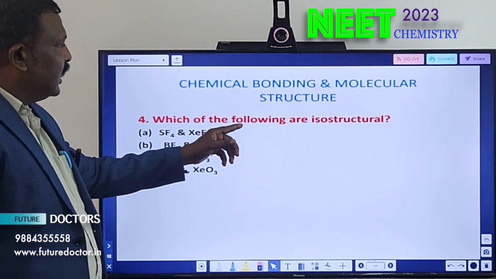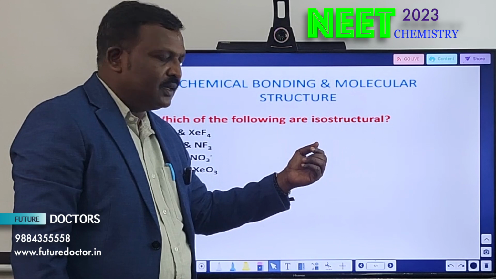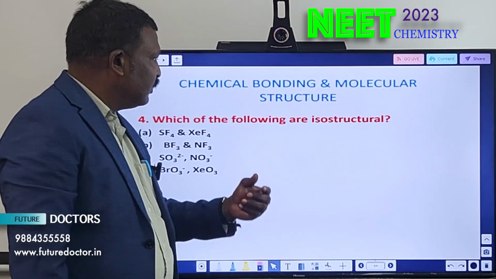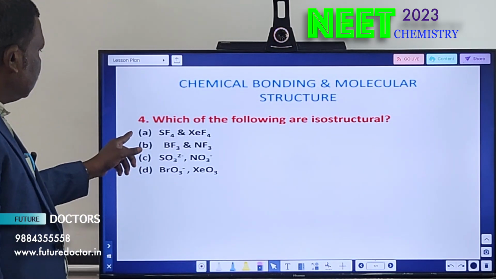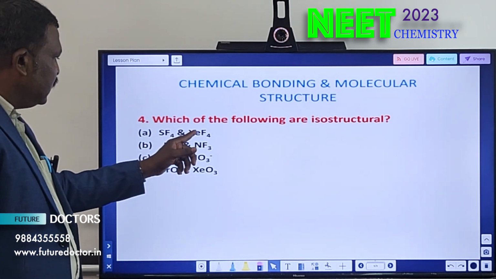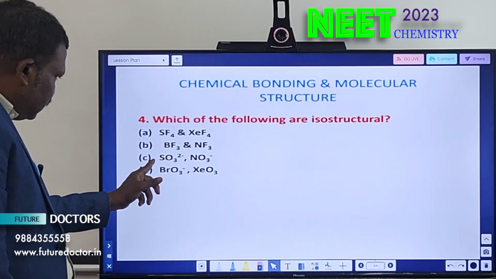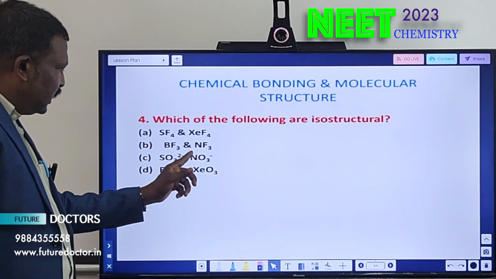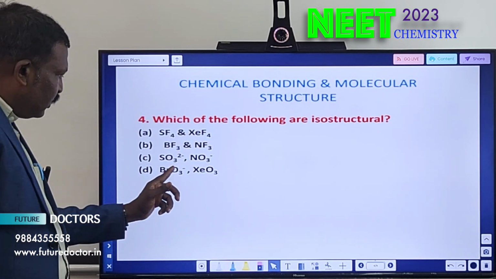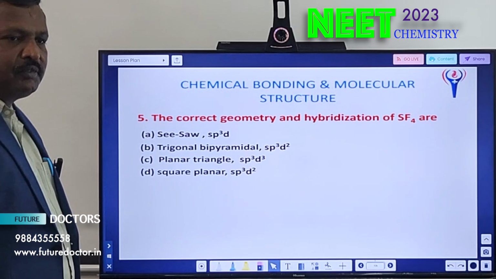Which of the following are isostructural? Iso means same structure. Okay. That one we have to find out. Okay. So see, option A SF4 and XeF4. Option B BF3 and NF3. Option C SO3 2 minus and NO3 minus. Option D BrO3 minus and XeO3. Understood? Right. Next one, fifth one.